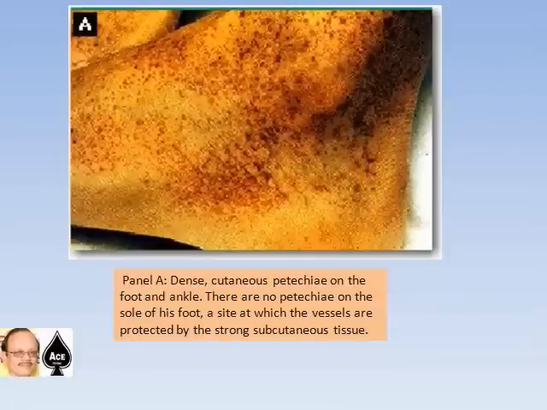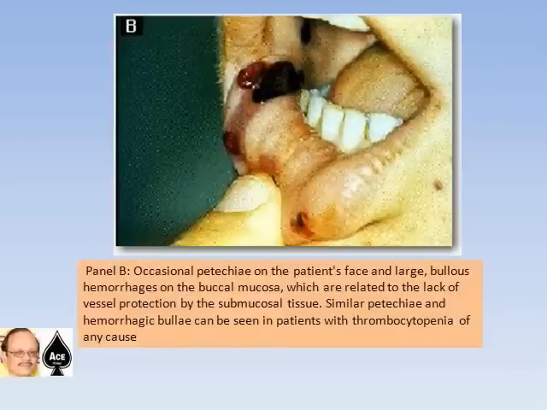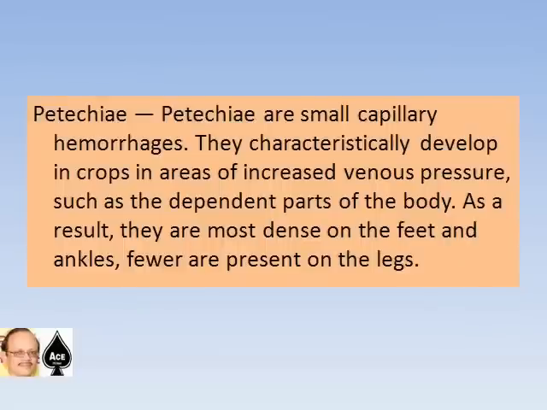You can see in this picture the dense cutaneous petechiae on the foot and ankle, and there are no petechiae on the sole of his foot, a site at which the vessels are protected by the strong subcutaneous tissue. And in this picture you can see the occasional petechiae on the patient's face and large bullous hemorrhage on the buccal mucosa, which are related to the lack of vessel protection by the submucosal tissue. Similar petechiae and hemorrhagic bullae can be seen in patients with thrombocytopenia of any cause.